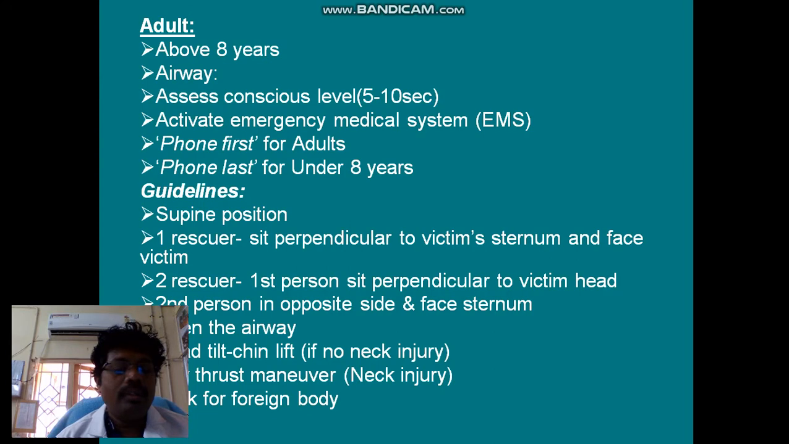Airway is very important. Head tilt and chin lift is the basic procedure before giving the CPR. This is not for the neck injury patient. You should not do that, and if a foreign body is there, you should not touch the neck. You find this out before, and at the time of assessment you should see all those things. Let's go to the next slide.